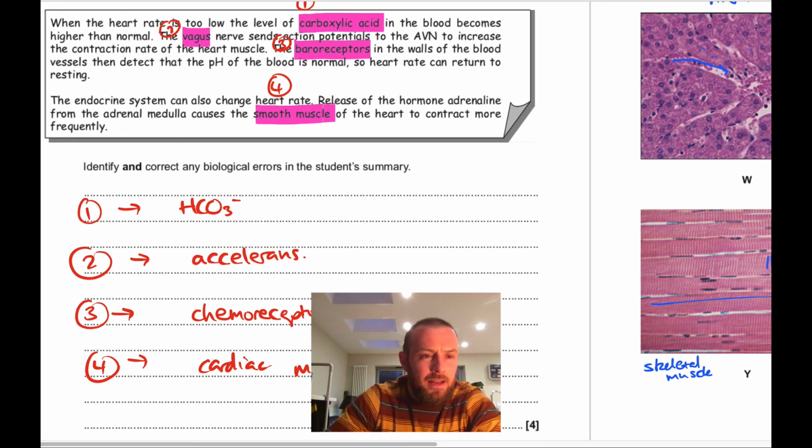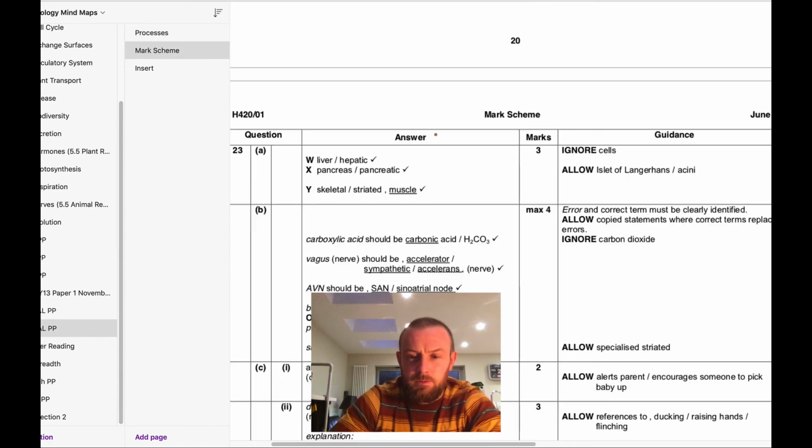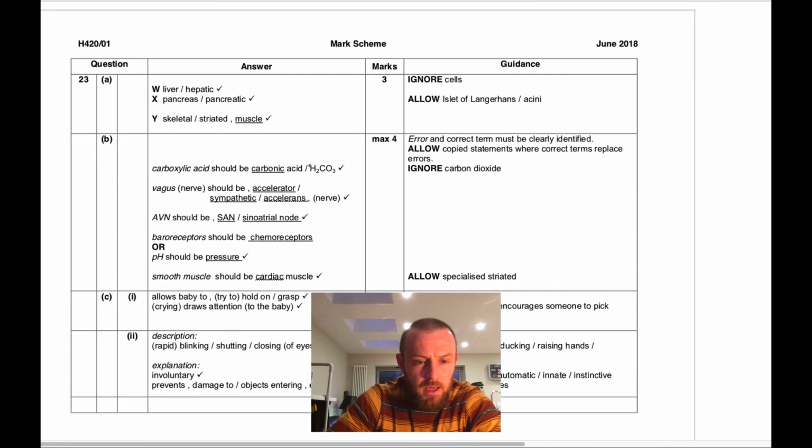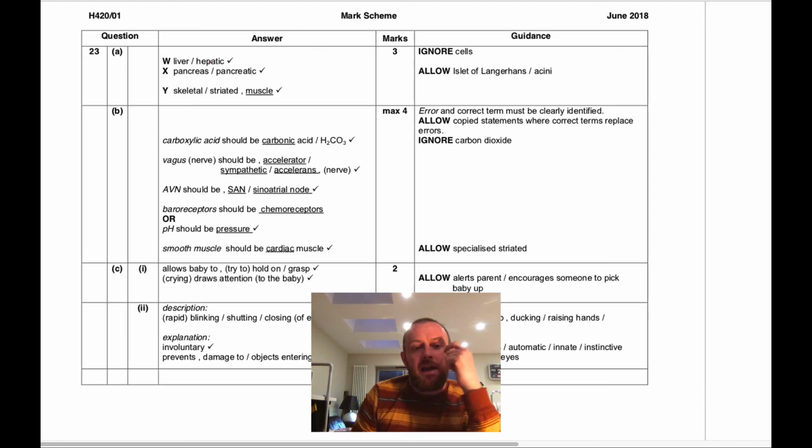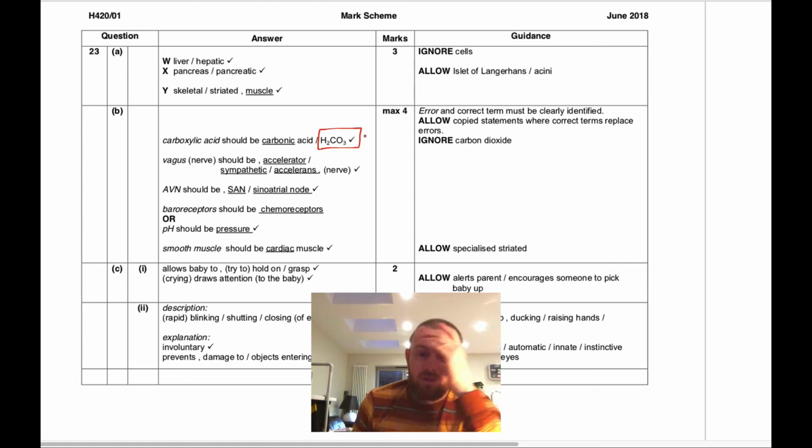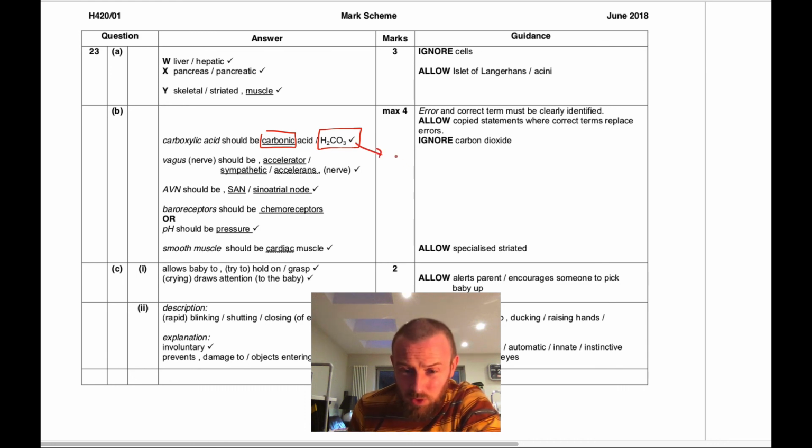Okay, now let's look at the mark scheme to see if that is correct. Zoom out there a second. Okay, so yeah, carboxylic acid should be, they've said H2CO3. That's true. Carbonic acid, yeah, which then dissociates into HCO3-. I'm not sure if you would have got what I put, which was that. Accelerans nerve is correct. I missed this one. I'll go back and check that. Chemoreceptors, yes. Or you could change baroreceptors to pressure. Smooth muscles should be cardiac muscle, yes.